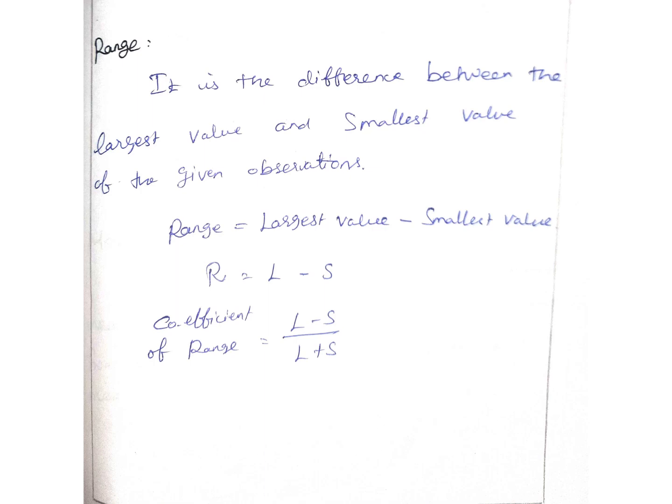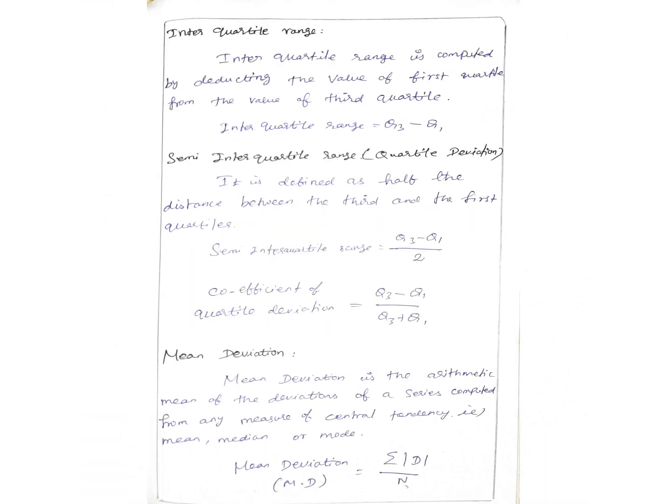Thus, the range is equal to the largest value minus the smallest value, and the relative measure of dispersion R is equal to L minus S. The coefficient of range is L minus S divided by L plus S. Next, inter-quartile range. It is computed by deducting the value of the first quartile from the value of the third quartile. The formula for inter-quartile range is Q3 minus Q1, where Q3 is the third quartile and Q1 is the first quartile.